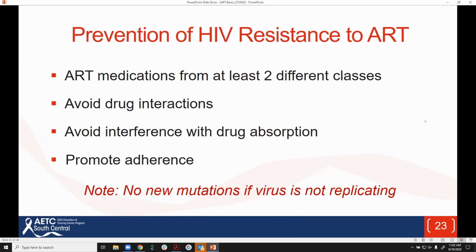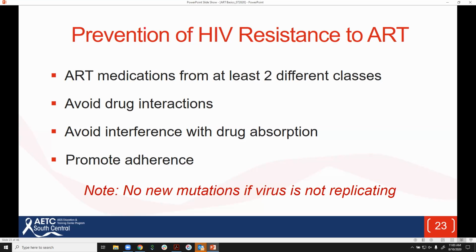So we want to prevent resistance to antiretroviral therapy. Again, the goal of antiretroviral therapy is to stop the HIV from replicating. That's the main goal. And if the virus stops replicating, then the immune system can recover. If there's replication of the HIV in the presence of drug, then those mutations that are resistant to the particular drugs that the patient is on will be selected for, and will encourage the addition of more and more resistance mutations. And there's a specific breakout on resistance if you're interested in learning more about that.